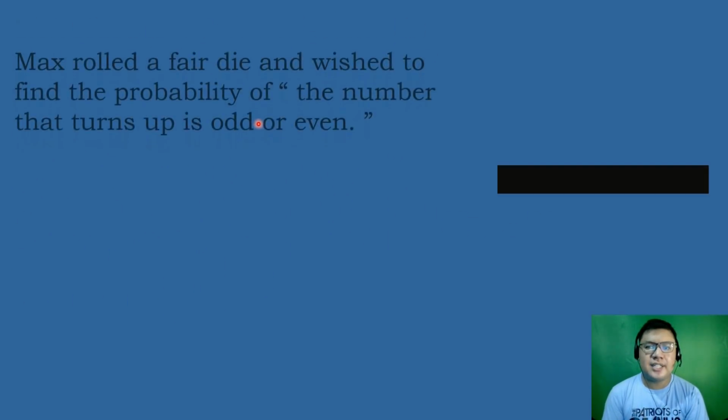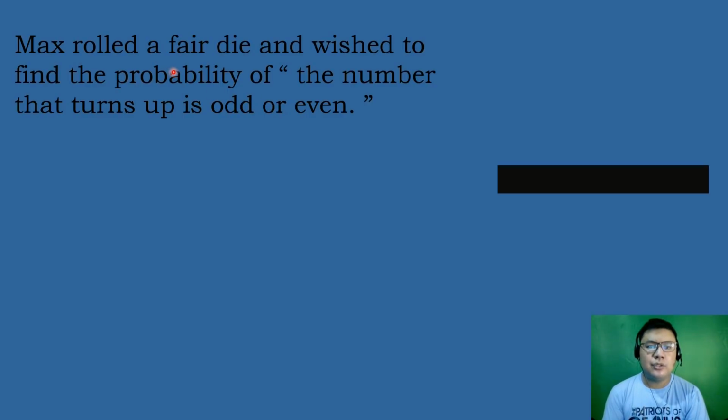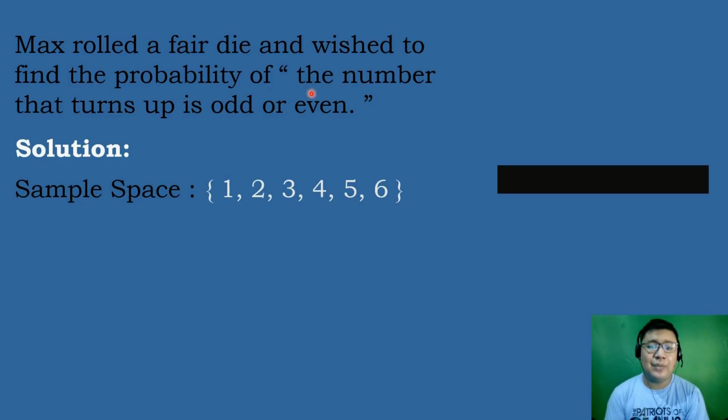Let's have our next problem. Max rolled a pair of dice and wished to find the probability of the number that turns up being odd or even. To do that, we will be identifying the sample space. On a 6-sided die, we have 6 numbers: 1, 2, 3, 4, 5, 6. Therefore, the sample space is equal to 6.